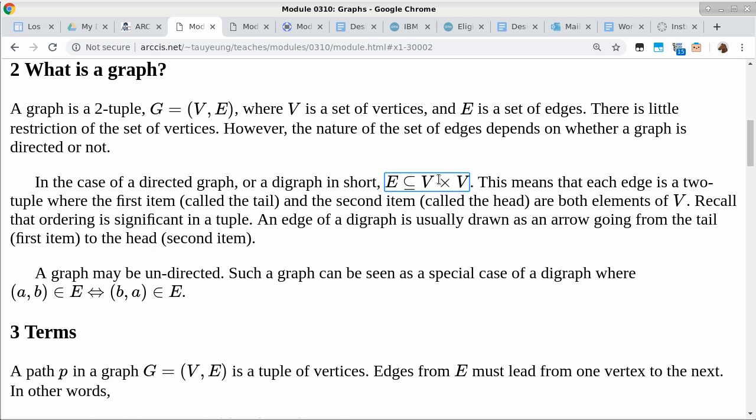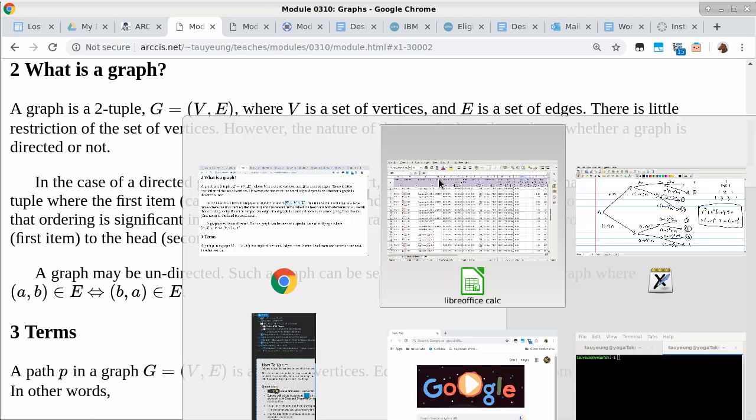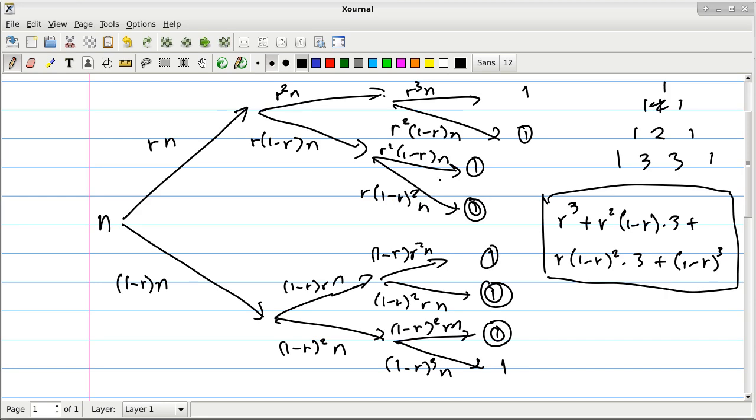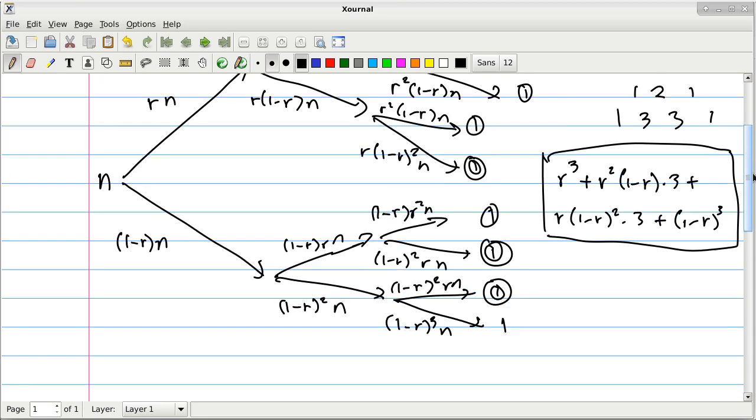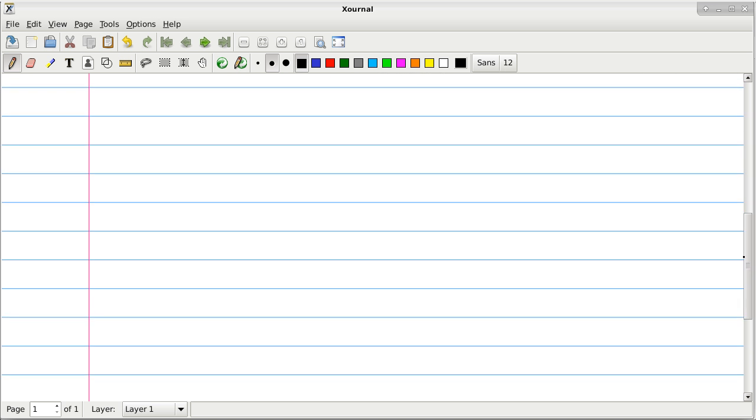If it is not in this set, then the answer is no, we do not have a direct edge from here to there. Is that okay? So once again, it's good to give you a picture. I'm going to use the same piece of quote-unquote paper here. I'll give you a picture, because the picture is easy to look at.